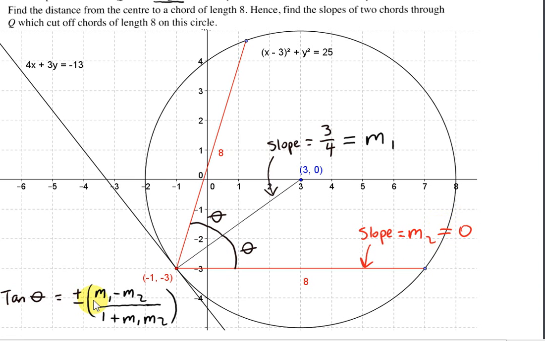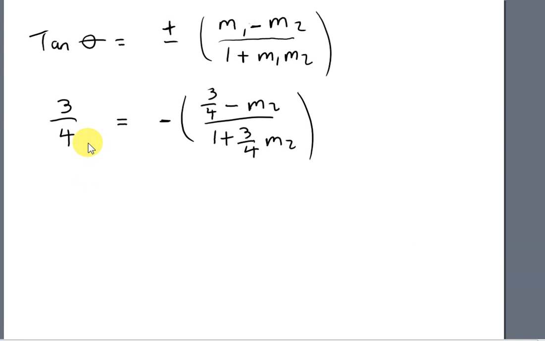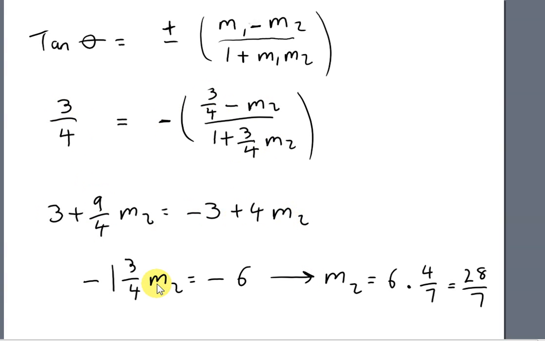Now by taking the minus sign, we will actually get the slope of the other chord. So we cross multiply. I'll take the minus sign into the numerator. So I'll multiply 3 by the denominator. That'll give 3 plus 9 quarters M2. Now I take the minus sign into the numerator, so we have 4 times minus 3 quarters, that's minus 3, and then we have 4 times plus M2, that's plus 4 M2. Solving this equation, we get M2 equals 24 divided by 7. I'm sorry, this should be 24 divided by 7. I've checked this.